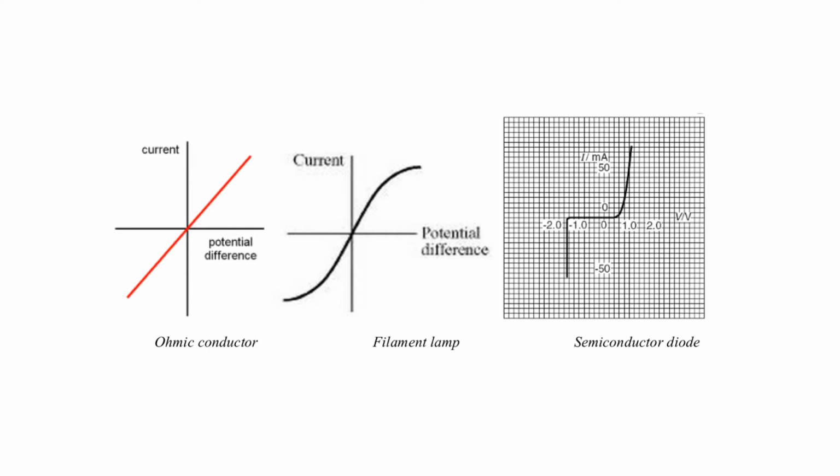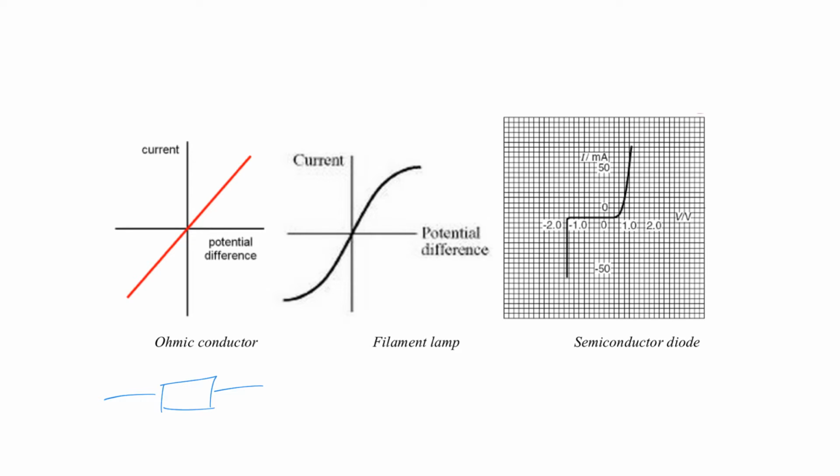Now we also need to recognize the different IV graphs for different conductors or electrical components. The first one is what we call an ohmic conductor. For an ohmic conductor, you can usually use a resistor. The resistor that we usually use, you can assume to be an ohmic conductor. And the IV graph for an ohmic conductor will be a straight line through the origin. Why? Because it obeys Ohm's law.